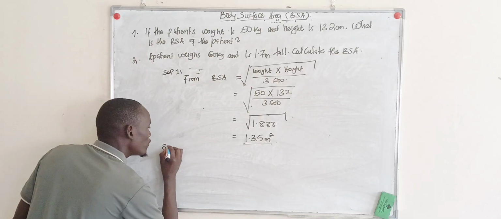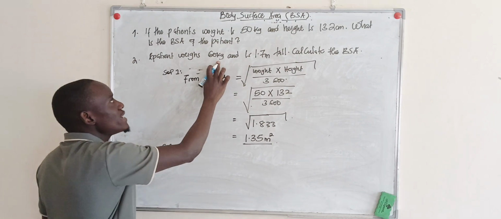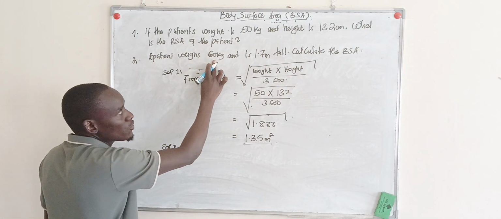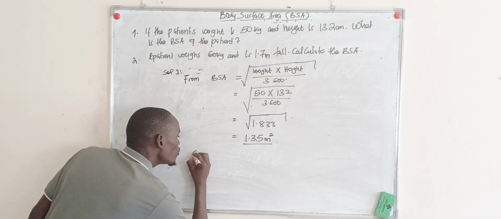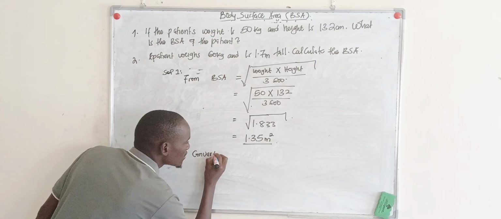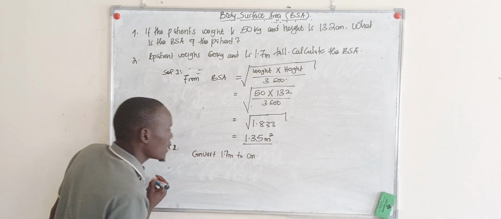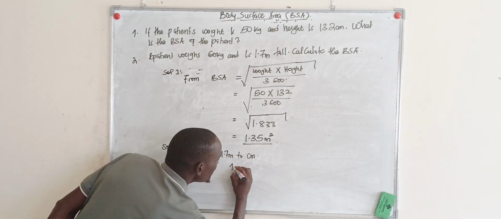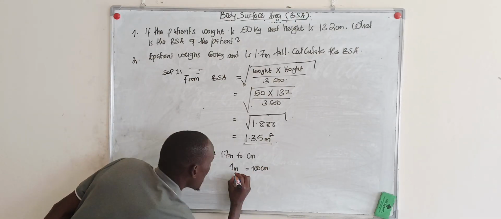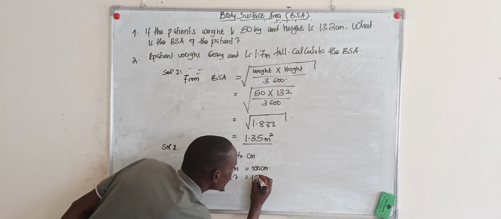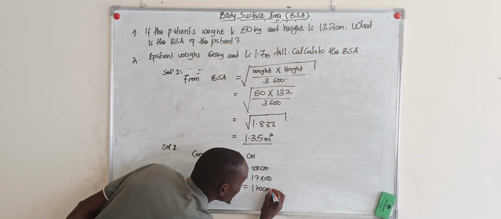Let's look at the solution for example 2. The patient has a weight of 60 kilograms and a height of 1.7 meters. So the first thing we need to do is to convert the 1.7 meters to centimeters. We know that 1 meter is equivalent to 100 centimeters. How about the 1.7? It will be 1.7 times 100, and therefore we shall have 170 centimeters.